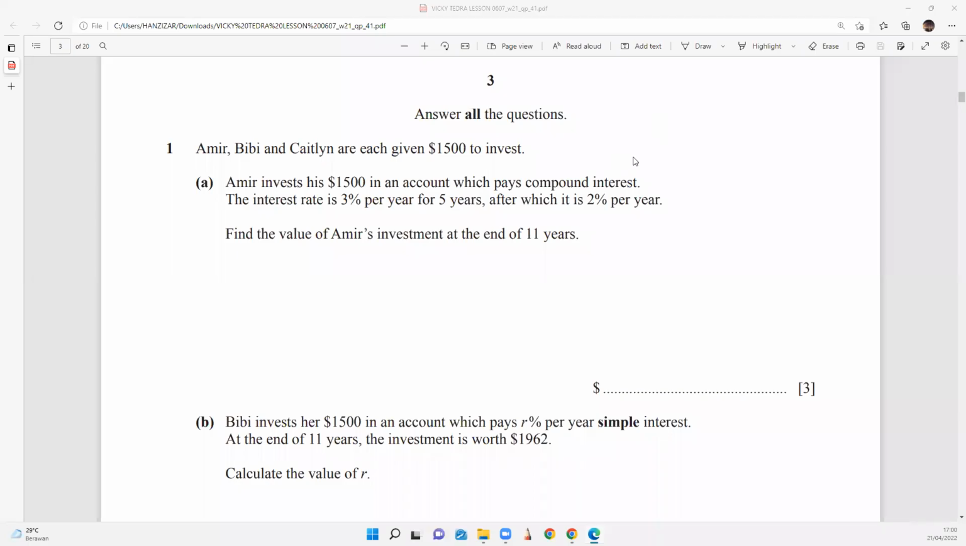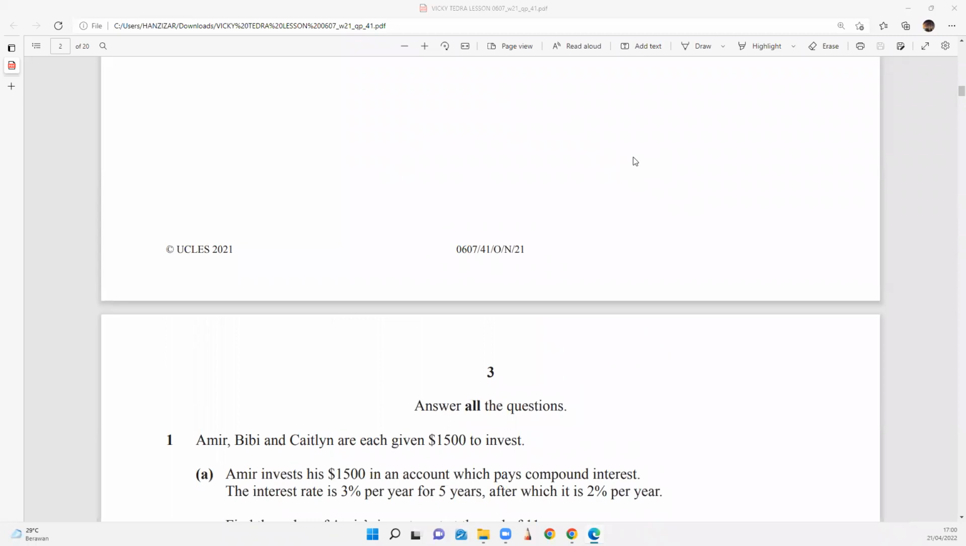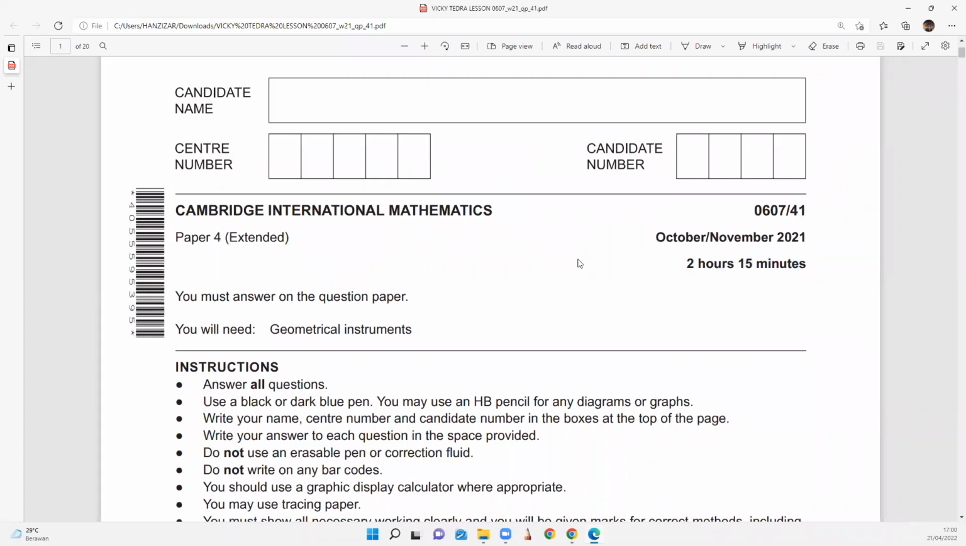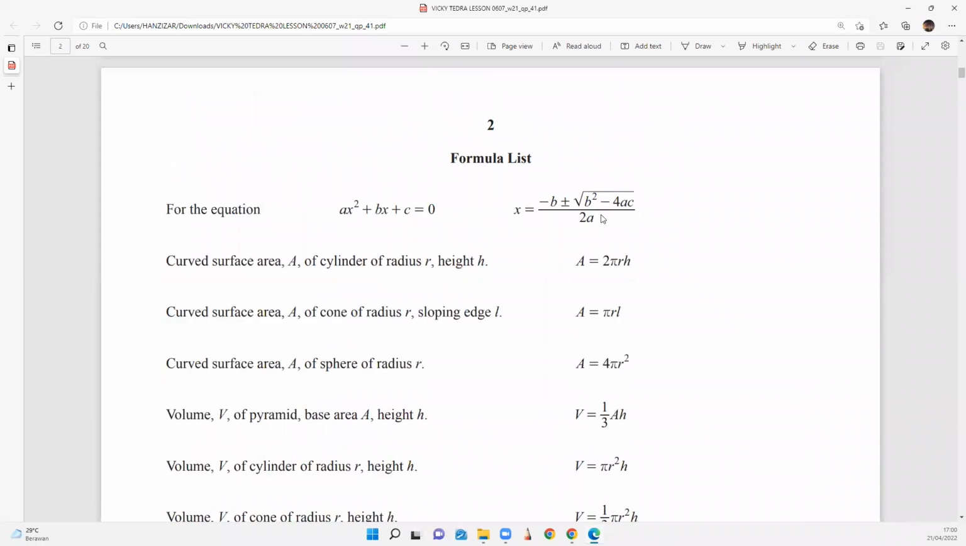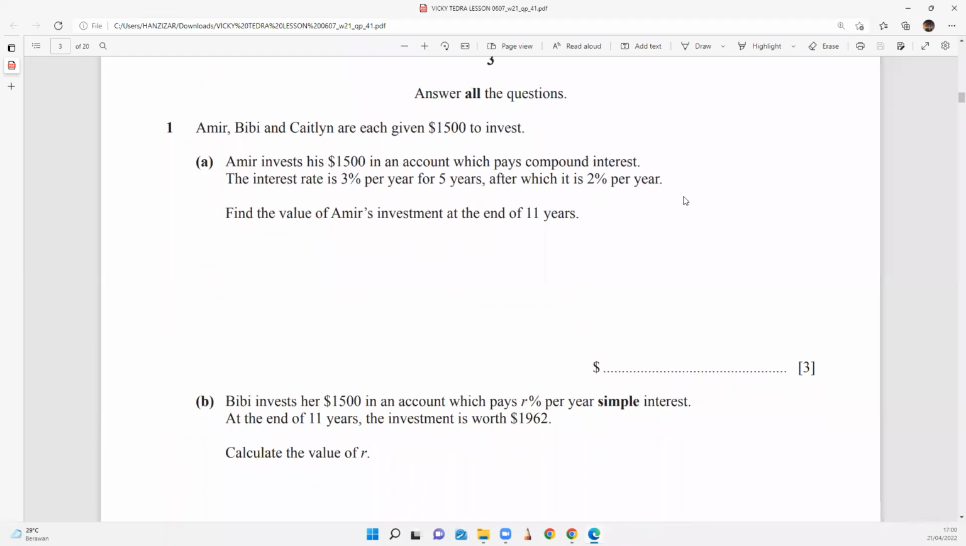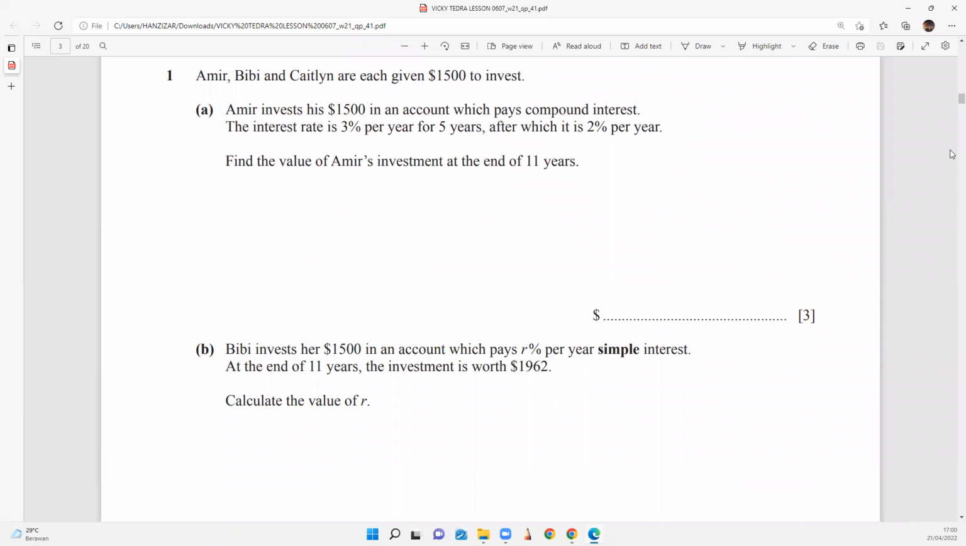Okay, today we're going to discuss paper 210607. I mean paper 41, 2021 on October and November. I think these will be the questions that need to be explained, especially number one, parts A, B, C. Both of the questions are different.